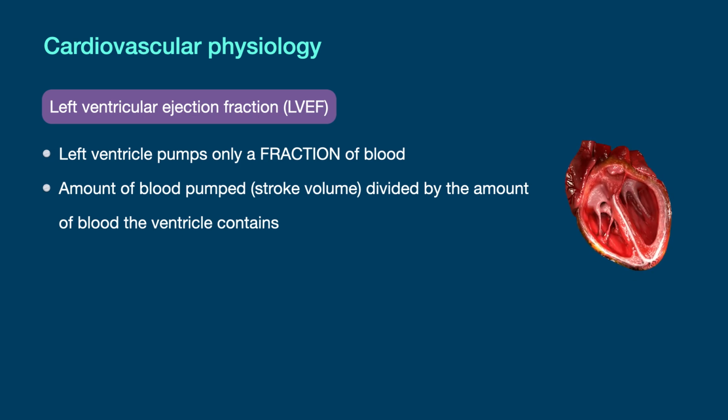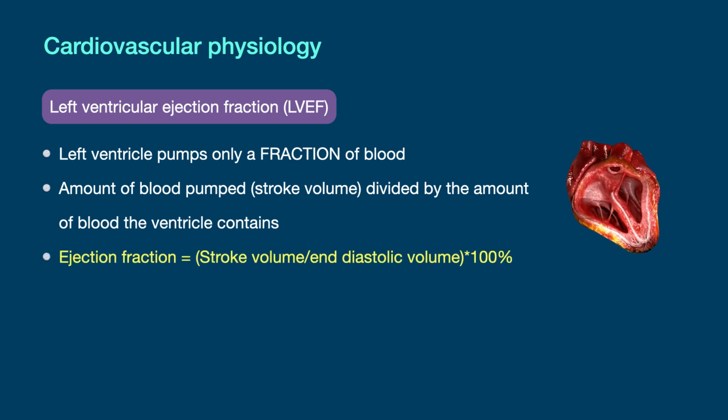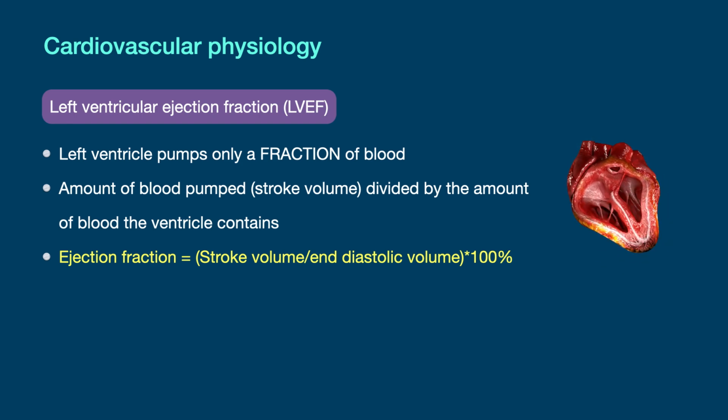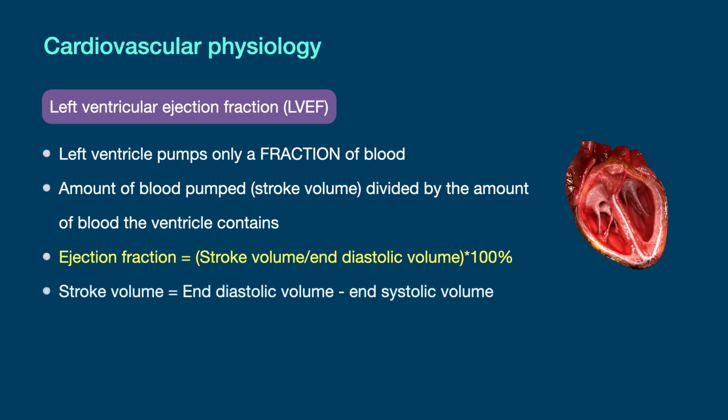End diastolic volume. The ejection fraction hence is equivalent to the stroke volume divided by end diastolic volume multiplied by 100%. The stroke volume equals end diastolic volume minus end systolic volume. Normal ejection fraction is more than 55% of the blood volume.